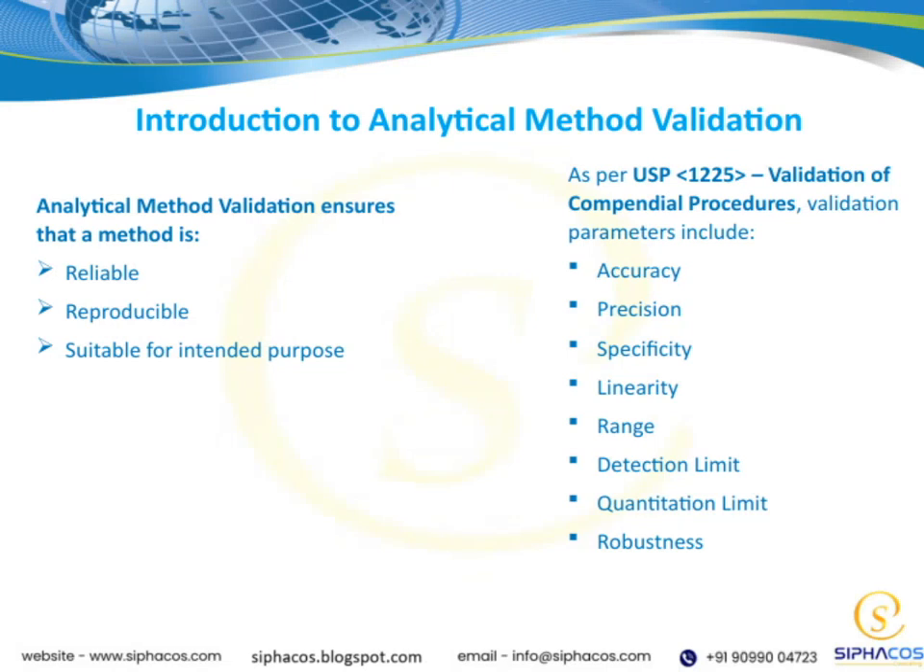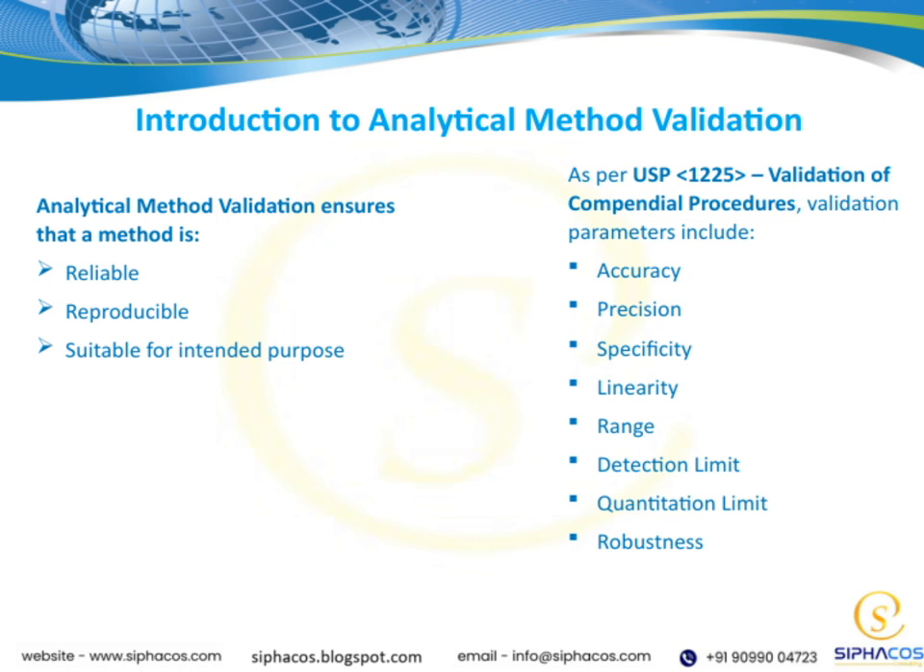Welcome to our discussion on analytical method validation. As outlined in USB 1225, which covers validation of compendial procedures, there are several key parameters we need to consider when validating an analytical method. These include accuracy, which tells us how close our measurements are to the true value.